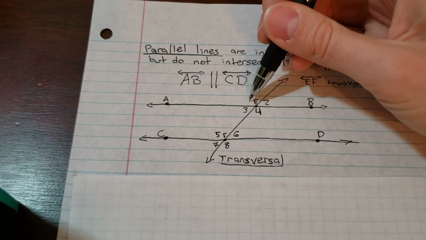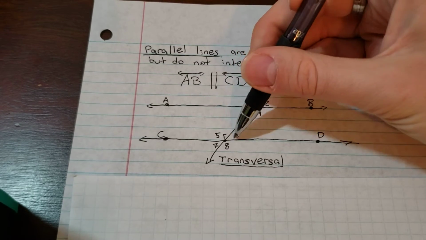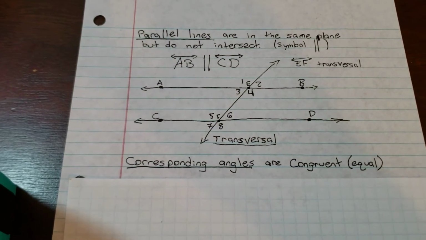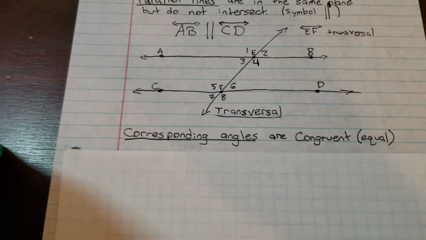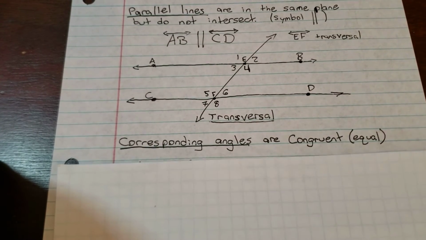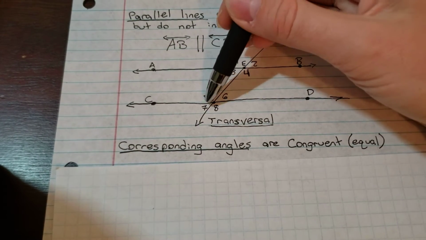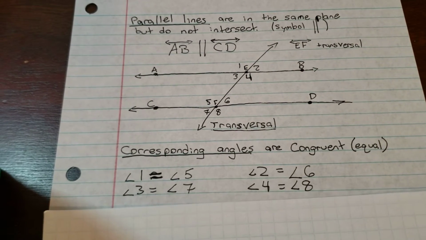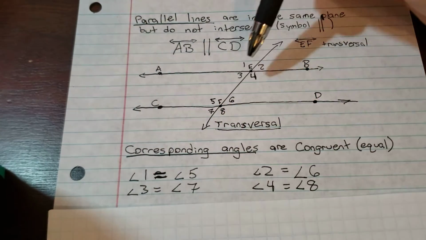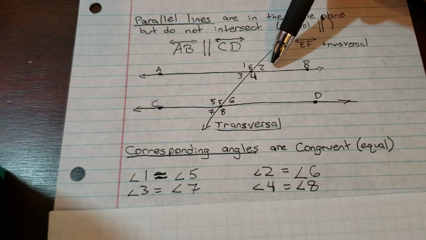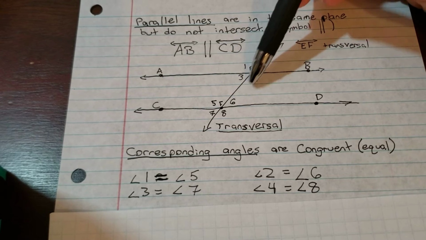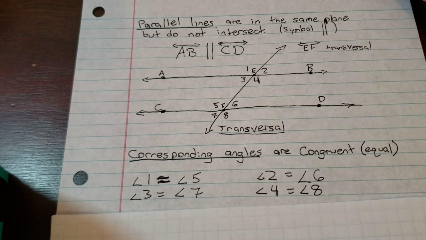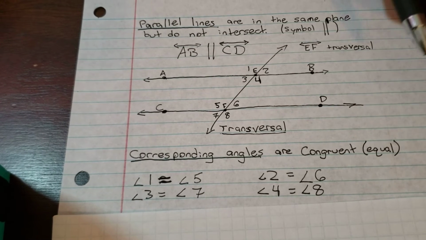Now, I've got a bunch of different angles here. And some of these angles represented create corresponding angles. Corresponding angles are congruent, and they correspond with similar angles on another parallel line. So for example, angles 1 and 5 corresponding, 2 and 6, 4 and 8, 3 and 7. All of these are corresponding angles. They are equal to each other.